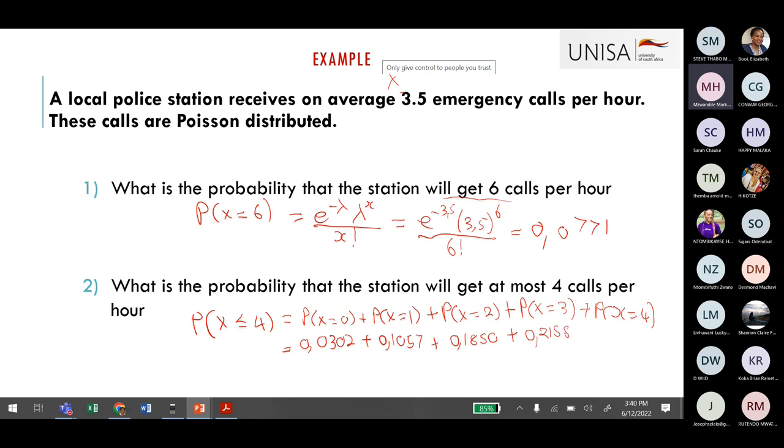0.1057, 0.1057, 0.1857, 0.1857 for 2, 0.1850. Okay, for 3, 0.2158. And for 4? 0.1888. And then take your calculator and add all of them.